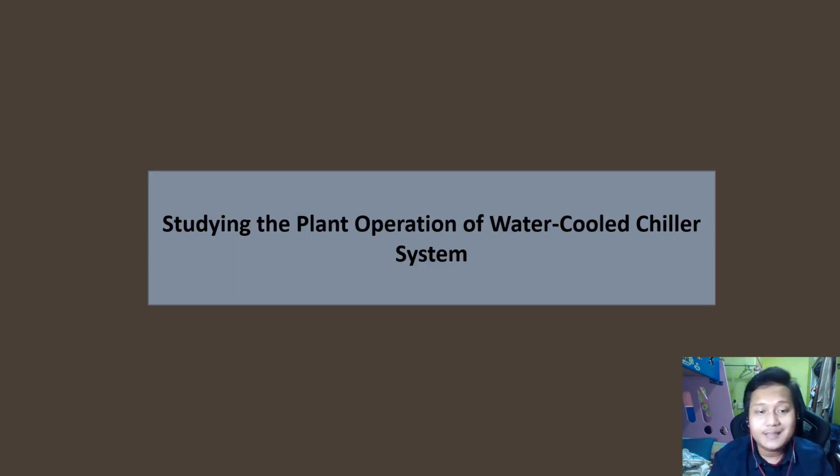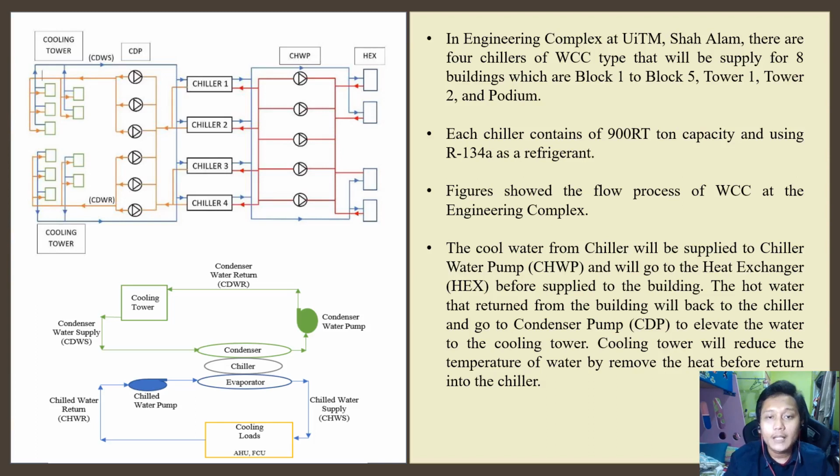The first methodology is studying the plant operation of the water-cooled chiller system. In the engineering complex at UiTM Shah Alam, there are 4 chillers of the water-cooled type that supply 8 buildings, which are Block 1 to Block 5, Tower 1, Tower 2, and Podium. Each chiller has a capacity of 900 refrigerant tons and uses R134A as a refrigerant.